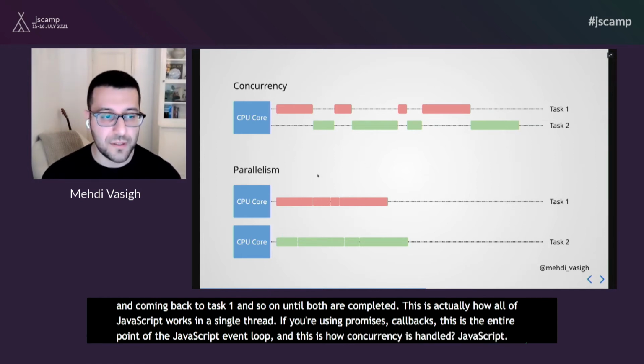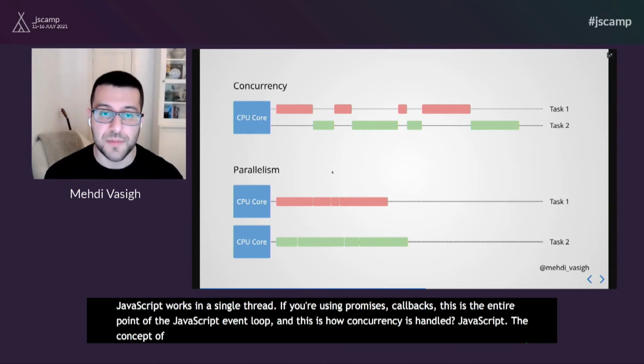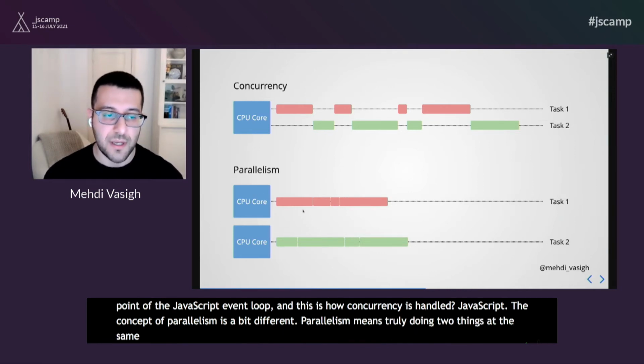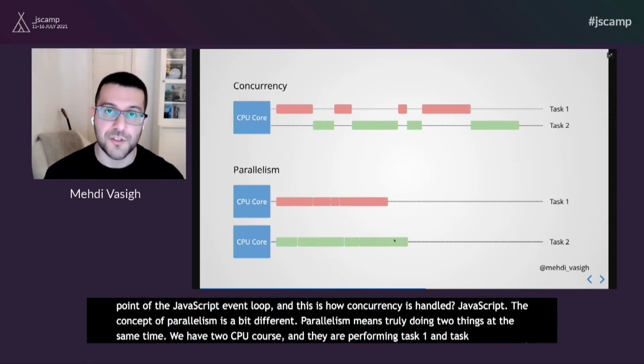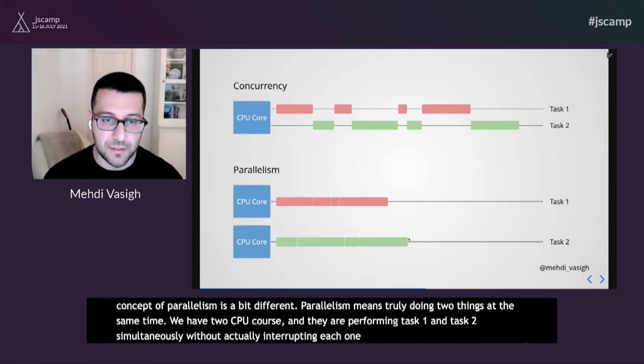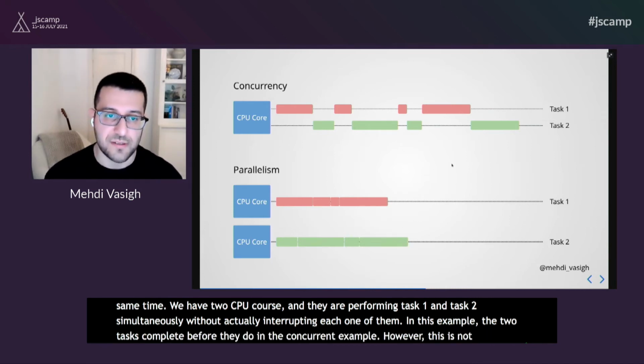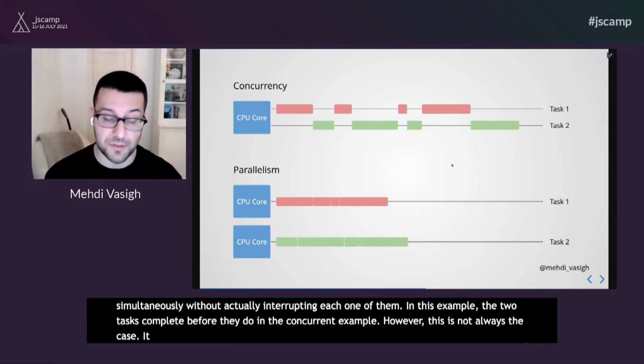The concept of parallelism is a bit different, and parallelism means truly doing two different things at the same time. So here we have two CPU cores, and they are performing task 1 and task 2 simultaneously without actually interrupting each one of them. Now, in this example, the two tasks complete before they do in the concurrent example. However, this isn't always the case. It's just a way to illustrate what this looks like.